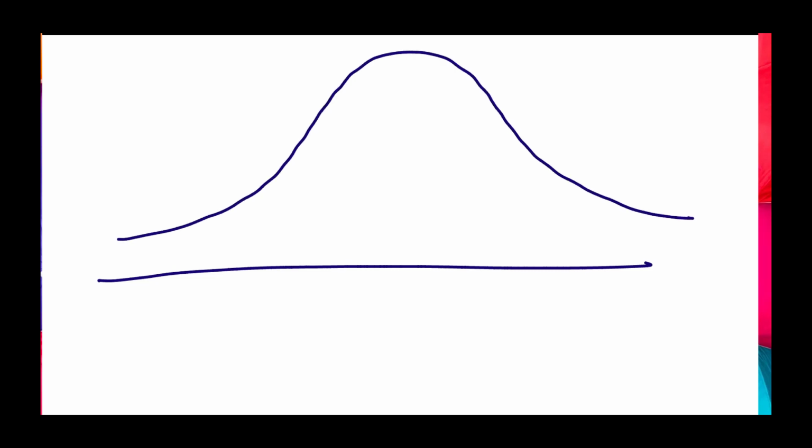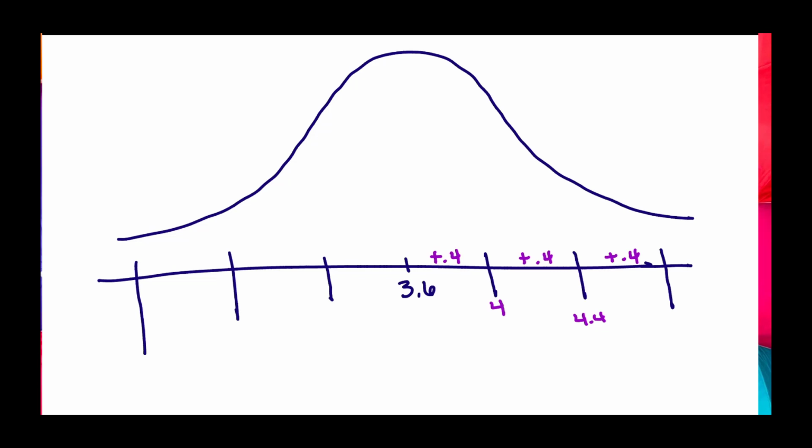Okay, so if you've unpaused it, hopefully that means you've worked it. We're going to put 3.6 in the center, and then we're going to add 3 standard deviations, and we're going to subtract 3 standard deviations. And so what we're adding is we're adding 0.4 every time. So if I add 3.6 plus 0.4, I get 4. And then if I add 0.4 again, I get 4.4. And if I add 0.4 again, I get 4.8. If I subtract 0.4 from 3.6, I get 3.2.